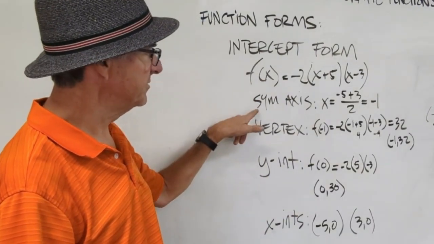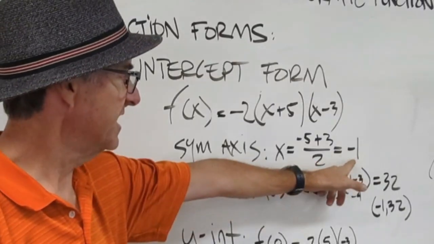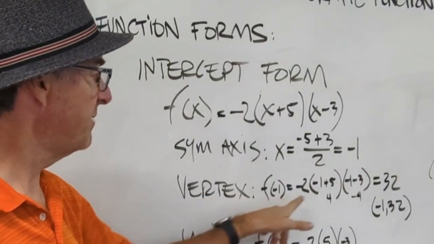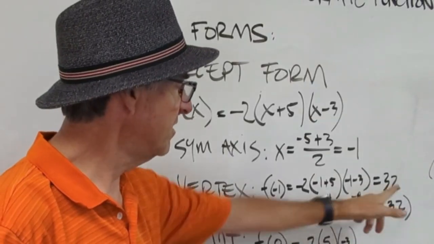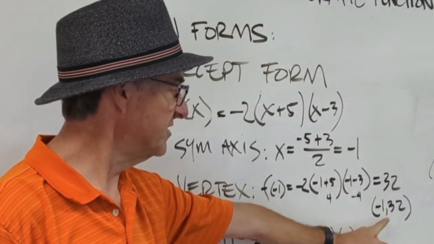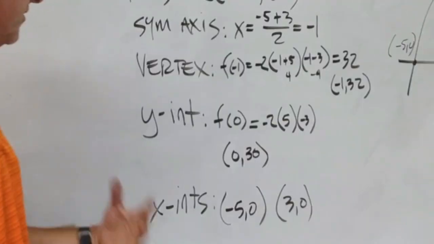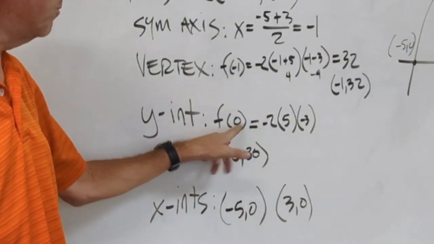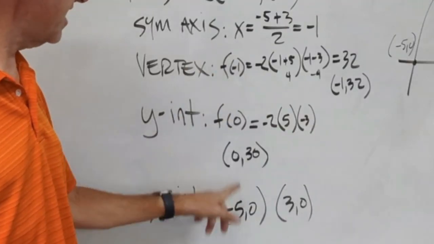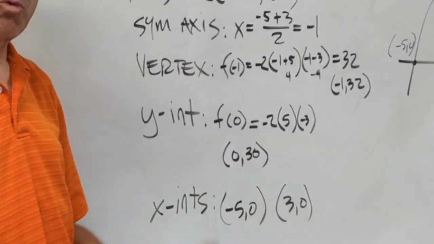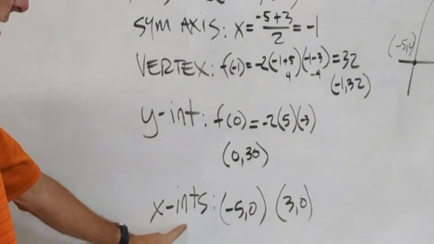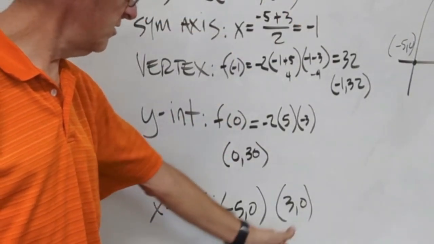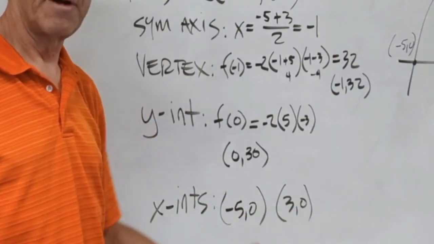Working right along. My symmetry axis did these steps. I get x equals -1 for the symmetry axis. To get the vertex, I plug -1 back into my function, reduce it down, I get 32. Vertex is (-1, 32). Moving right along, the y-intercept happens when x is 0, so we do f of 0, plug that into the function, work that down, I get (0, 30) as my y-intercept. Lastly, I'm going to pull my x-intercepts out of the function for free, change the signs, I get (-5, 0) and (3, 0) for my x-intercepts.